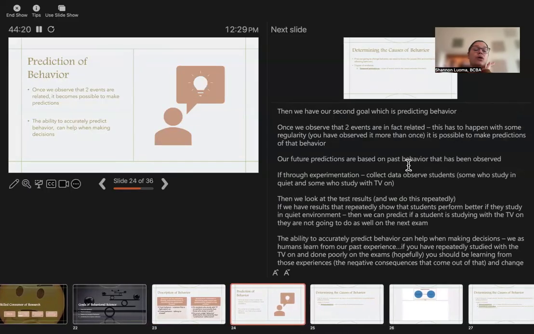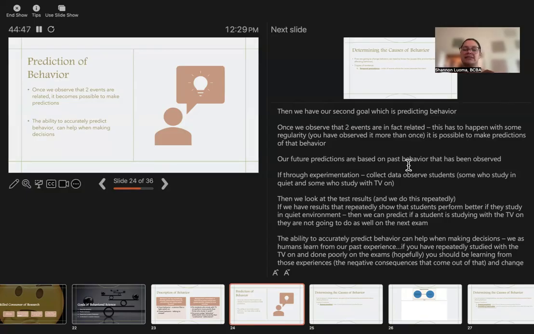Then we have our second goal, which is predicting behavior. So once we observe that two events are in fact related, so this has to happen with some regularity. Basically, you've observed it more than once, and it's possible to make predictions about that behavior. Then your future predictions are based on your past behavior that has been observed. And through experimentation, you'll sort of see this.